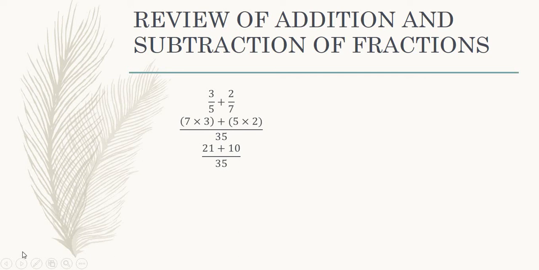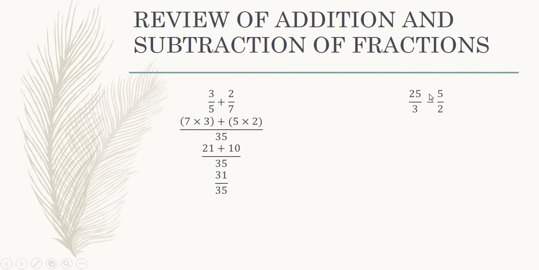And then at that stage, you just combine the numerators to give you one term. So 21 plus 10, that gives you 31. And you keep your common denominator of 35. Alright? Let's look at another example.